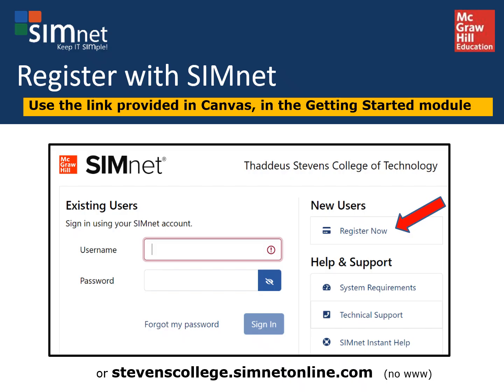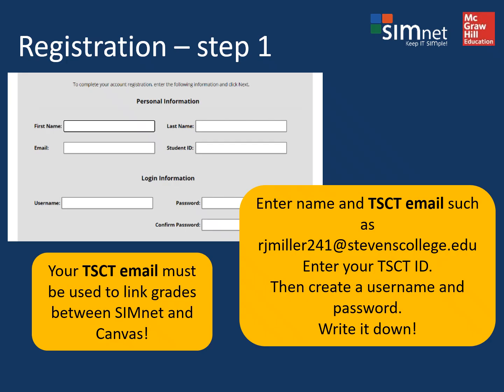To register for SIMnet, use the link provided in your Canvas course in the Getting Started module. At this screen, click where it says Register Now for new users. Here, you'll enter your name for your SIMnet account and make sure you're using your Thaddeus-Stevens email. Otherwise, you won't be able to link your grades between our school Canvas system and SIMnet.